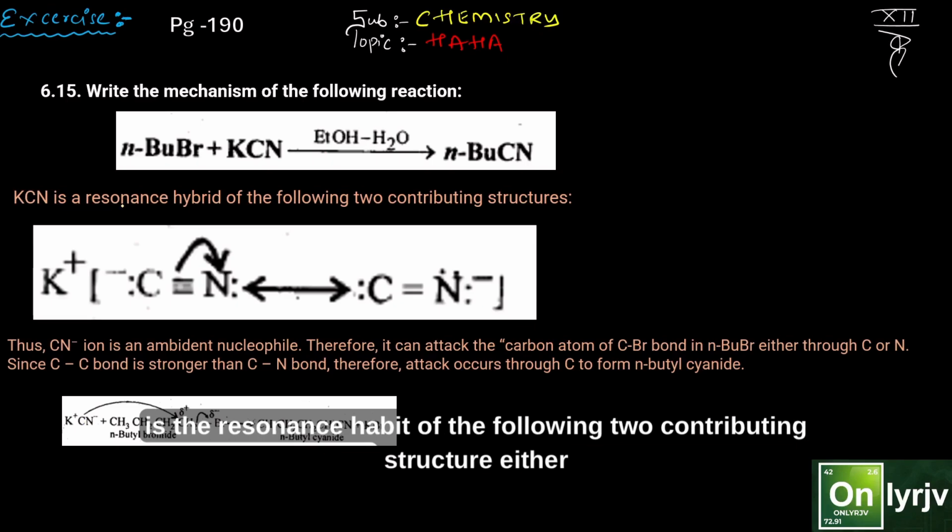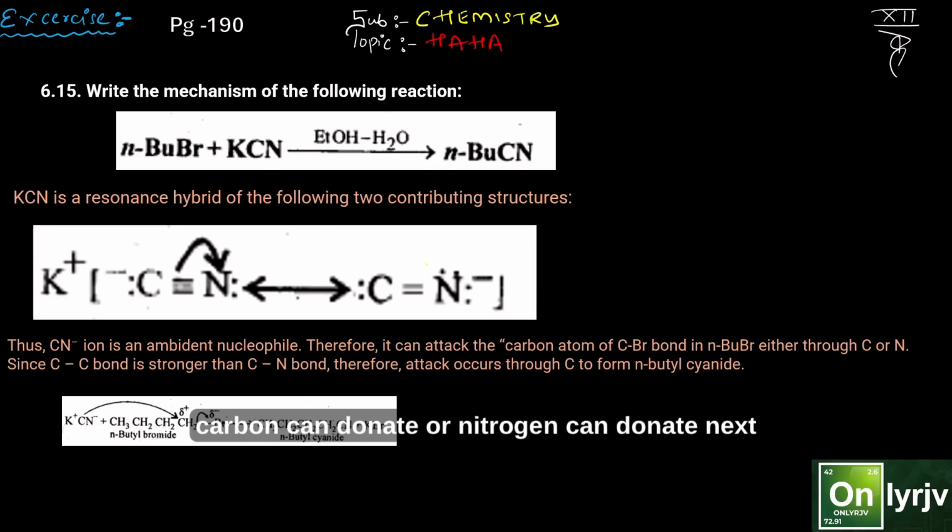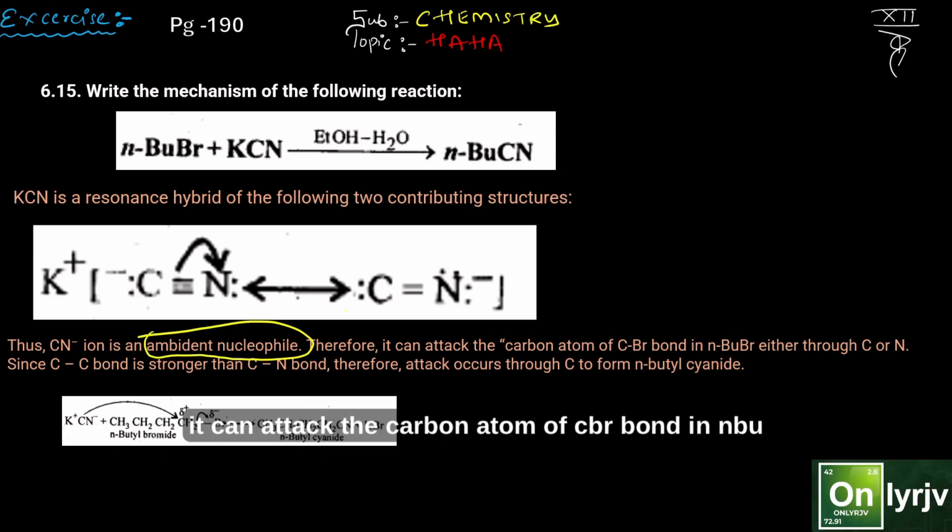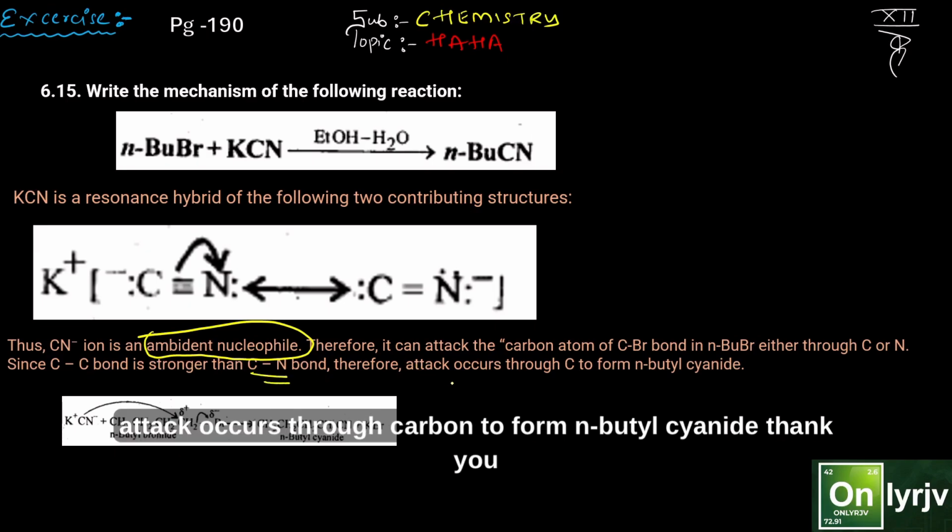First, you will say KCN is the resonance hybrid of the following two contributing structures. Either carbon can donate or nitrogen can donate. Next, CN- is the ambidentate nucleophile. You have to mention this. Therefore, it can attack the carbon atom of the C-Br bond in n-BuBr either through C or N. Since the C-C bond is stronger than the carbon-nitrogen bond, attack occurs through carbon to form n-butyl cyanide.